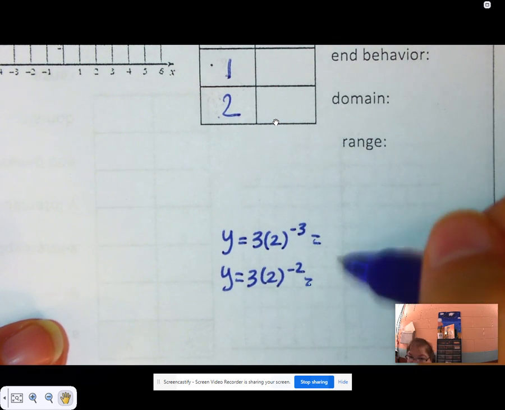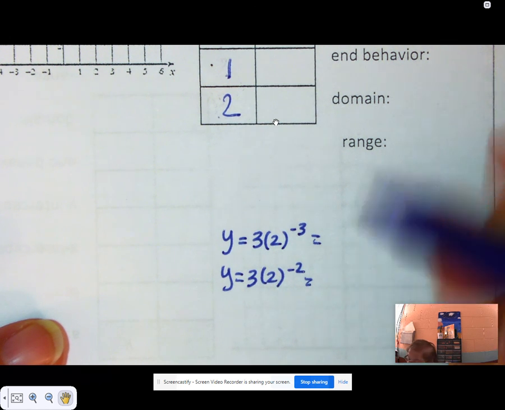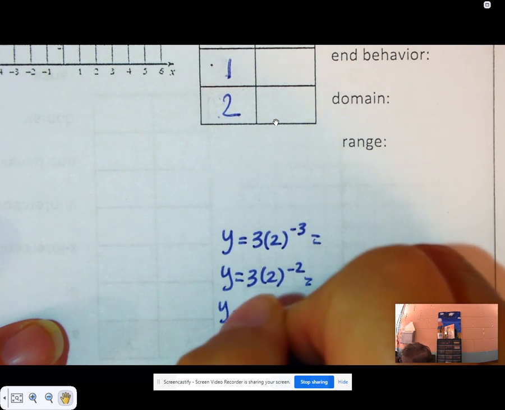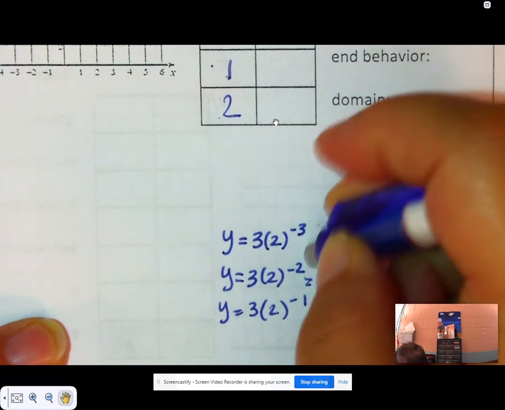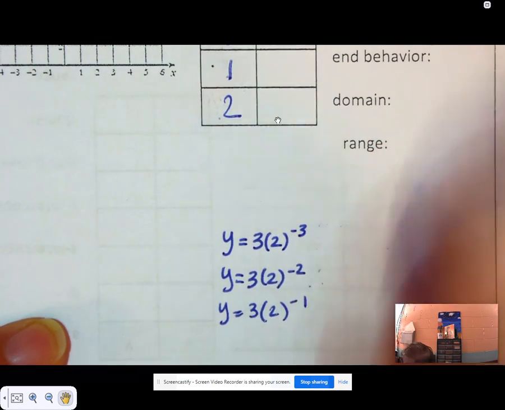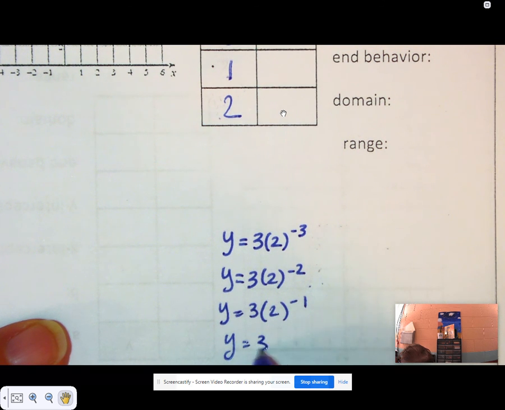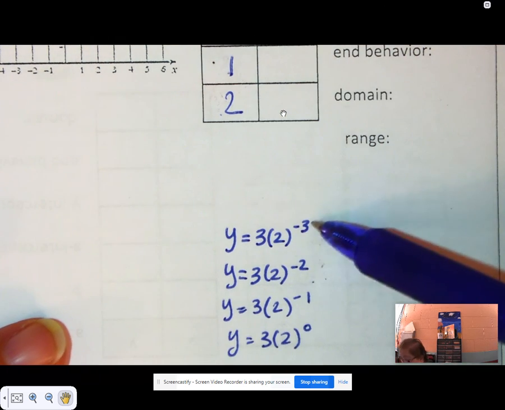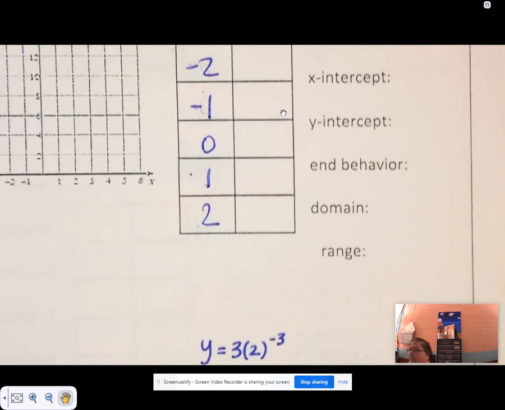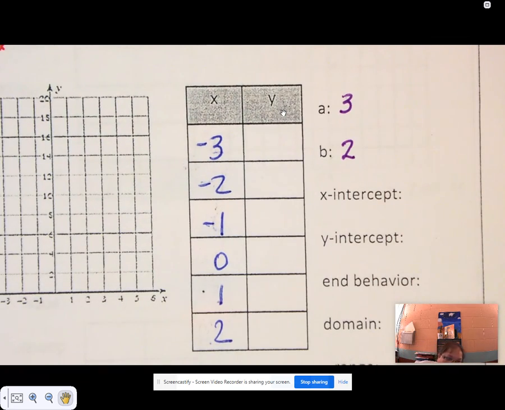We don't have to write them down here. Writing it twice is not necessary. Y equals 3 times 2 to the -1. So I'm going to erase that equal sign, that's not necessary. And then y equals 3 times 2 to the 0. And we keep going. So you know how to substitute, but you're going to substitute the x where it goes, which is the exponent. So we'll get my calculator so we can see what that looks like.